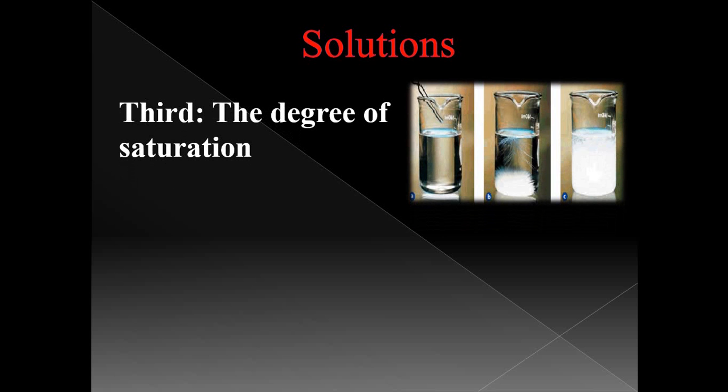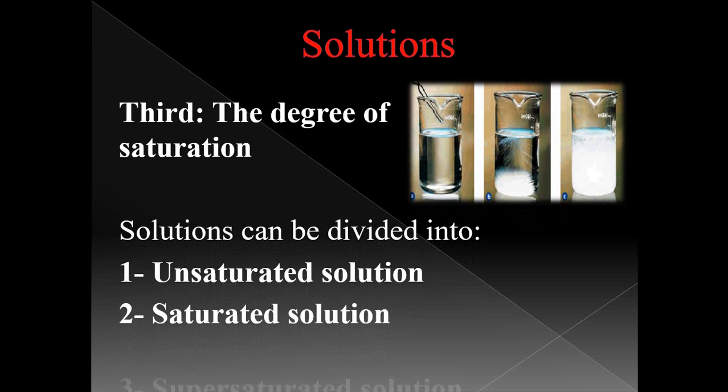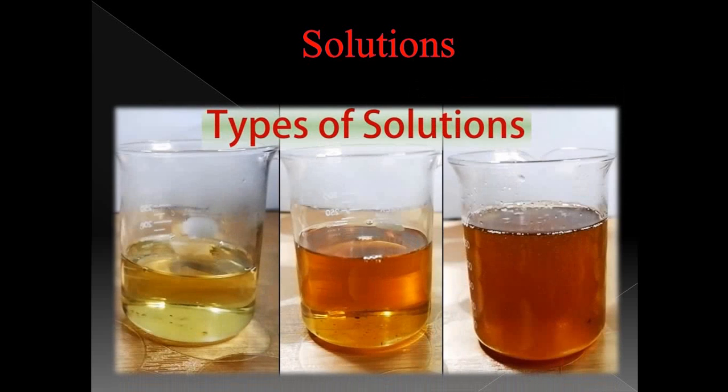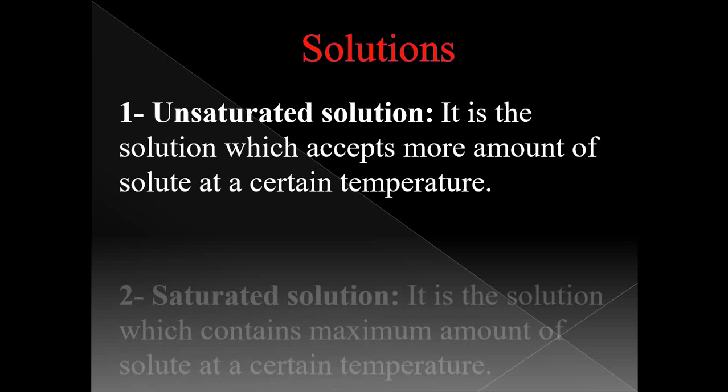The third point is the degree of saturation. If we prepare a solution, the solution can be unsaturated or saturated or supersaturated. Okay, unsaturated solution means that this solution can still accept more amount of solute at a certain temperature. If we measure the solubility at a certain temperature, if we add a spoon of sugar to a cup of water, it forms an unsaturated solution, because if you add another spoon of sugar, it can still dissolve in the solvent, in the water. So this is called unsaturated solution.